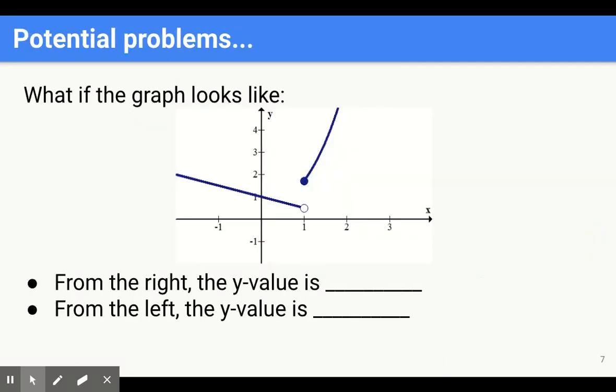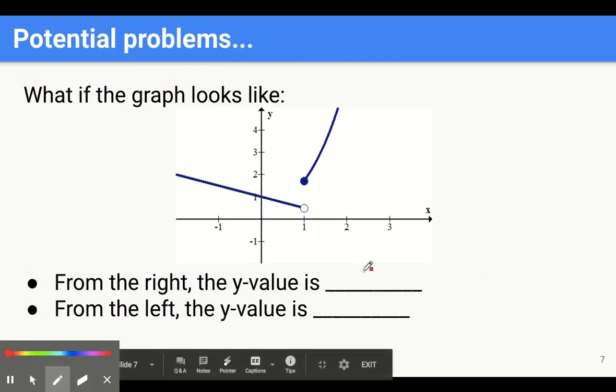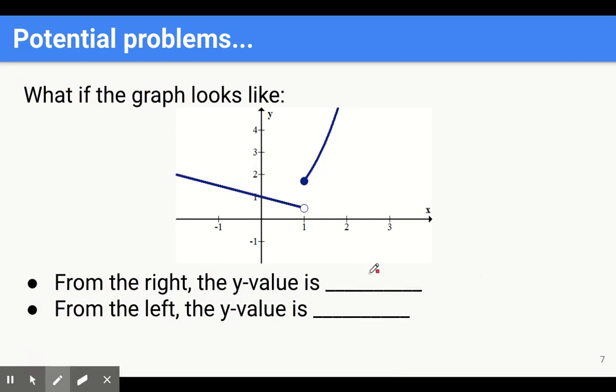There are potential problems. What if your graph looks like this? From the right, the y value is 2. And from the left, it looks like the y value is 0.5. Well, those aren't the same.